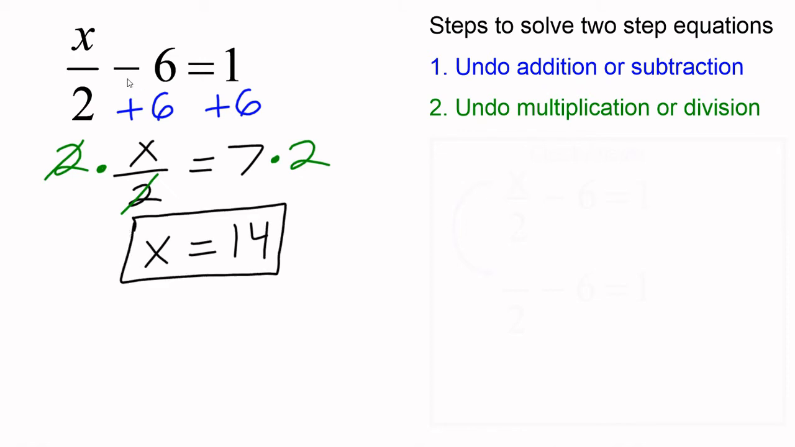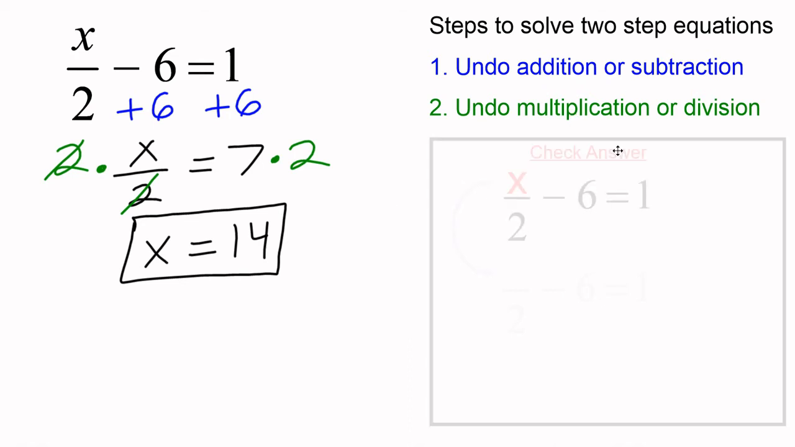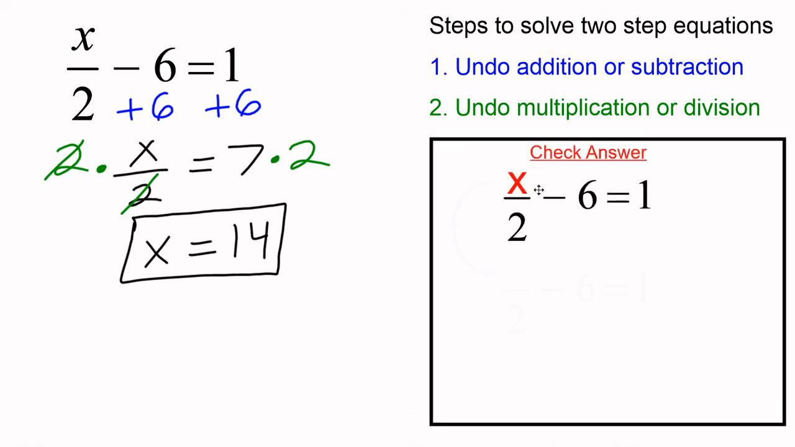What's nice about equations like this, we can also check our answer. So we're done, we got our answer, but let's see if we got it correct. So we take the original equation, x over 2 minus 6 equal to 1, and what we're going to do is replace that x with the 14. So we change that x now to a 14.